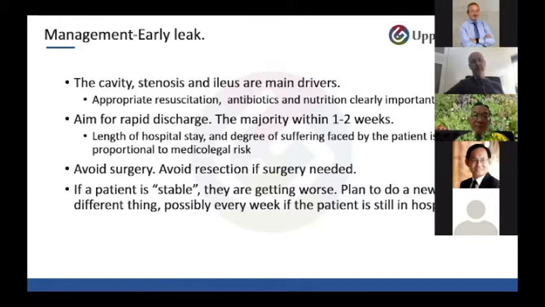My feeling is that the length of the hospital stay and degree of suffering faced by the patient is going to be proportionate to the late medical legal risk. I think people should try to avoid surgery and try to avoid resection surgery if surgery is needed, just in case it doesn't work.